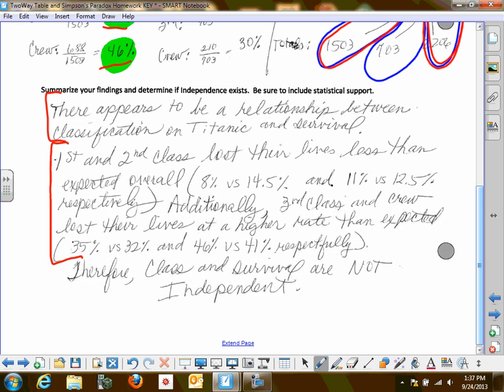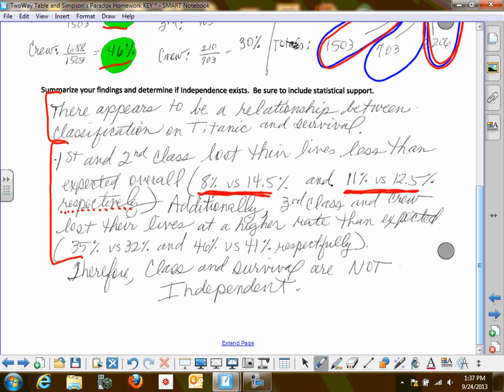And then here's my facts. This is first, this 8% to 14.5%, that's the first class data. And 11.5 versus 12.5, that's the second class data. And you know what, I use this word, and you might see this in text, and maybe you already know this, respectively. Meaning, I put them in the same order. First to first, second to second.